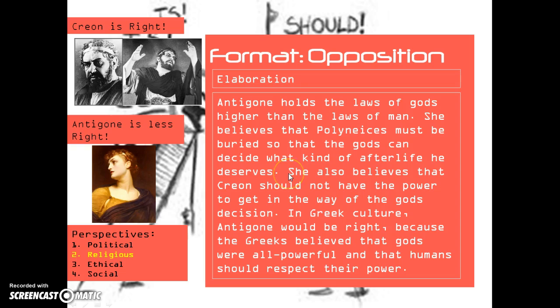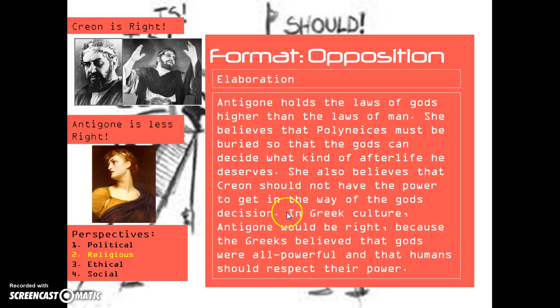Then I elaborate to say she believes that Creon shouldn't get in the way of the law of gods because his law is just the laws of man. So essentially what I do in these sentences is I explain what she believes thoroughly. I explain she holds the laws of gods over laws of man, and then I explain what she believes the laws of gods are, and then I explain again how Creon's laws of man is inferior in her mind.